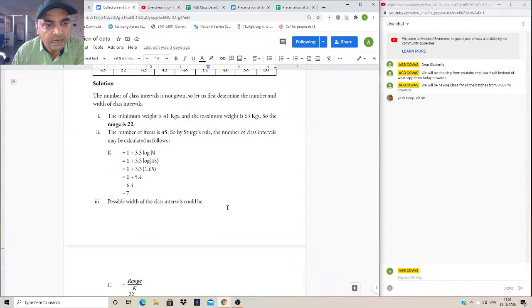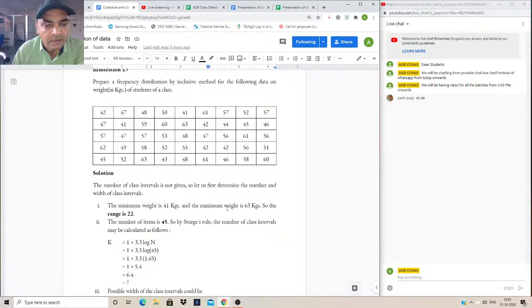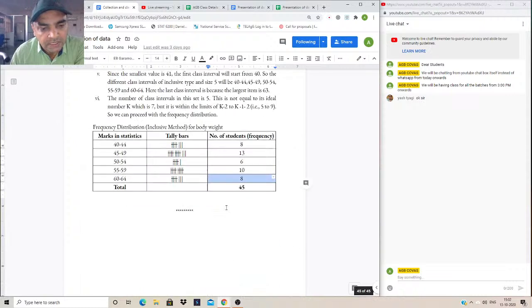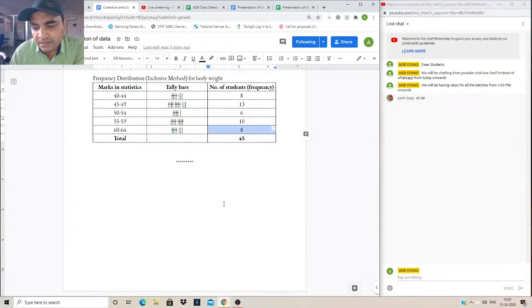This was the data source I had told you in the last example. So this is how we can make these frequency tables and classify our data.